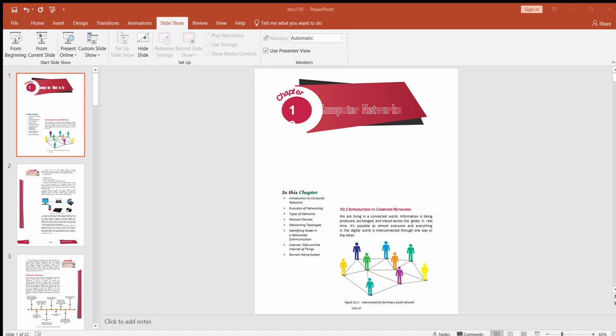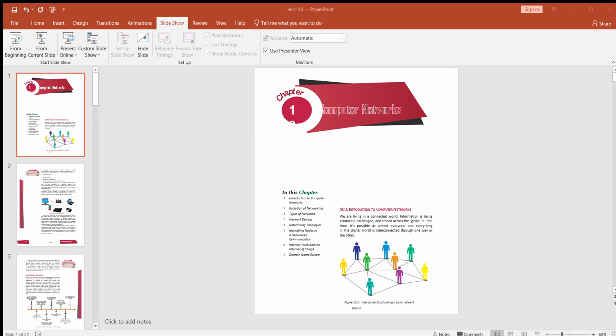Then the tree or hybrid topology is a hierarchical topology in which there are multiple branches, and each branch can have one or more basic topologies like star, ring, and bus. So those are the different types of topology.